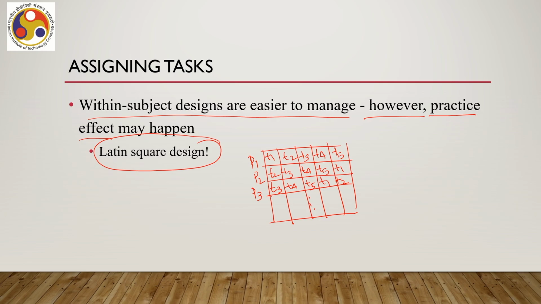Alternatively, we can also have a randomly varying task sequence for each participant. Now, statistically these random or systematic variations are supposed to nullify the effect of the practice effect.